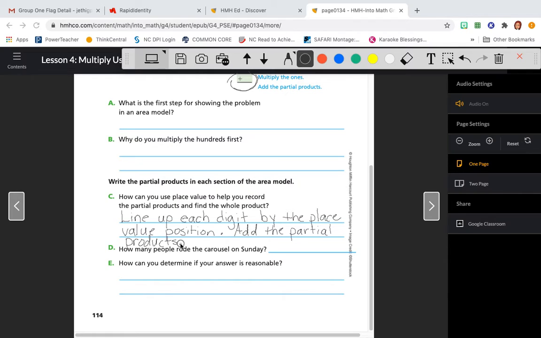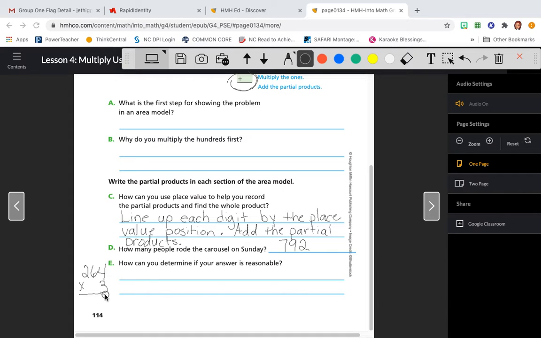D, how many people rode the carousel on Sunday? If you remember in our word problem, that was the ultimate question. How many people rode on Sunday? And our number that we came up with, 792. How could we determine if that answer is reasonable? So going back and looking at our equation, and I'm just going to write it down here just for myself so I can remember. 264 times 3.